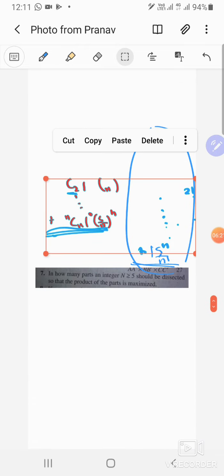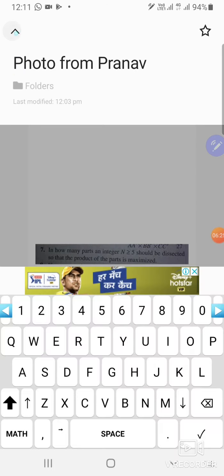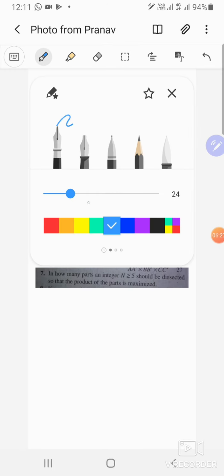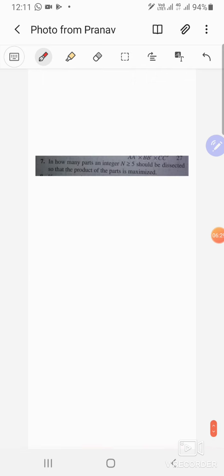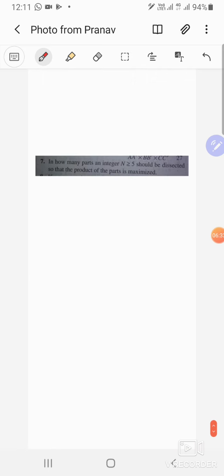Okay, the next question involves derivatives and minima maxima kind of concept. Okay, fine. Switch back to red. In how many parts an integer n greater than or equal to 5 should be dissected so that the product of the parts is maximized?